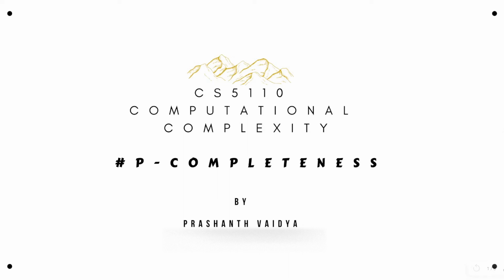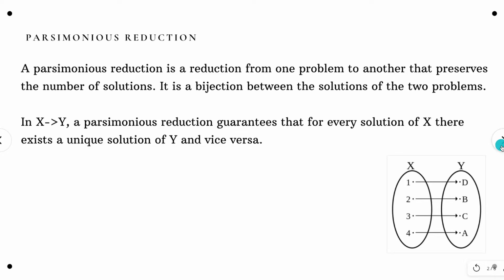About parsimonious reduction and #P-Completeness. Parsimonious reduction is basically a reduction from one problem to another that preserves the number of solutions. So here, the count of the solutions is actually preserved in the reduction. It is basically a bijection, that is a one-to-one correspondence between the solutions of the two problems.